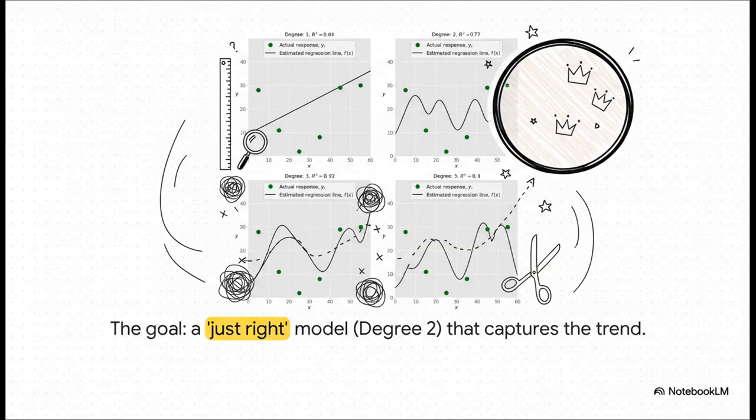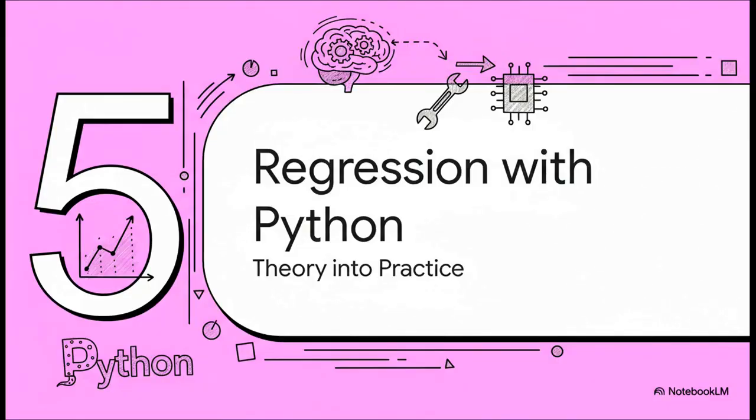So what we're really looking for is the Goldilocks model, the one that's just right. You can see it here. It smoothly captures the main curve, the real trend, without obsessing over every single little data point. It has successfully separated the signal from the noise, and that is the key to building a model that will actually be useful.